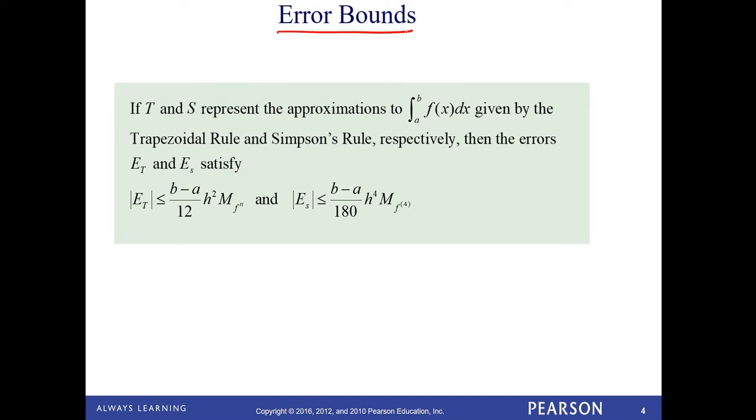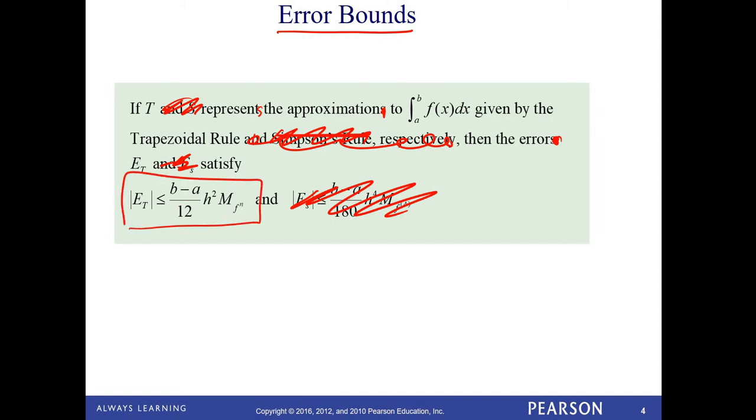Okay, error bounds. We are not going to be using Simpson's rule, so we do not need the Simpson's rule error bound. But if T represents an approximation using the trapezoid rule, so we're just going to write, if T represents the approximation of this given by the trapezoid rule, then the error E sub T satisfies this equation. So the error is the difference between the actual area and what we get from the trapezoid rule.